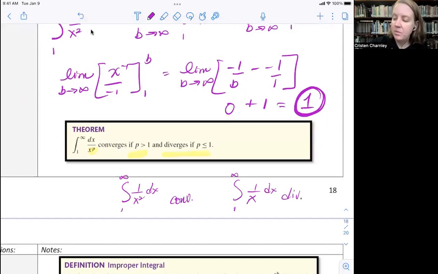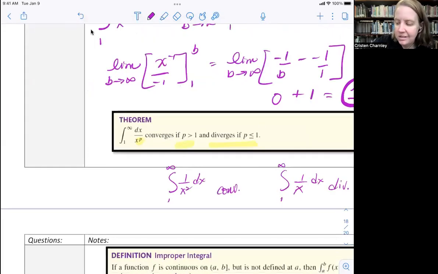This has a special name, or it will have a special name later, and it's a little silly, but it's called the p-test. And we will use that later on in Unit 10 when we talk about whether series converge or diverge.